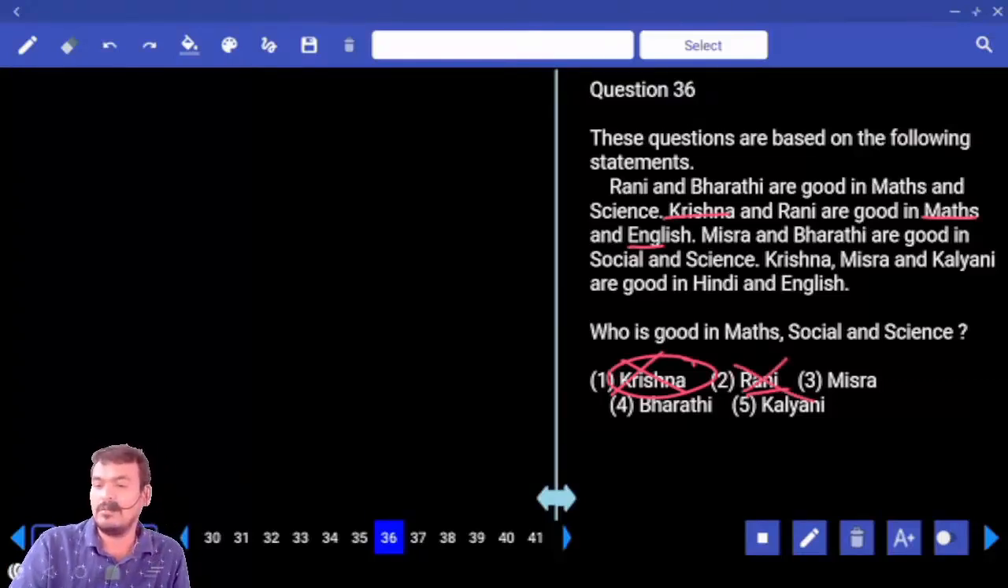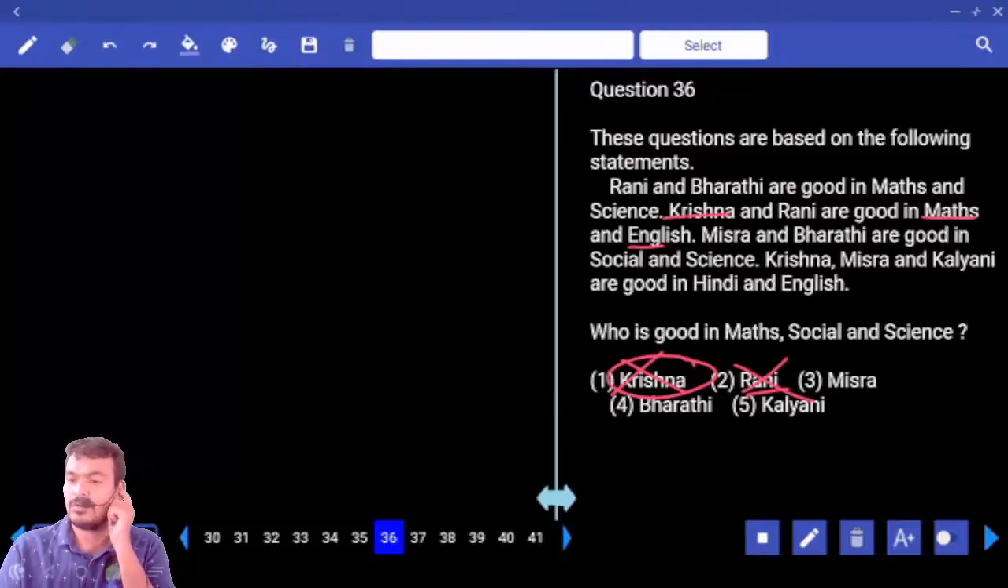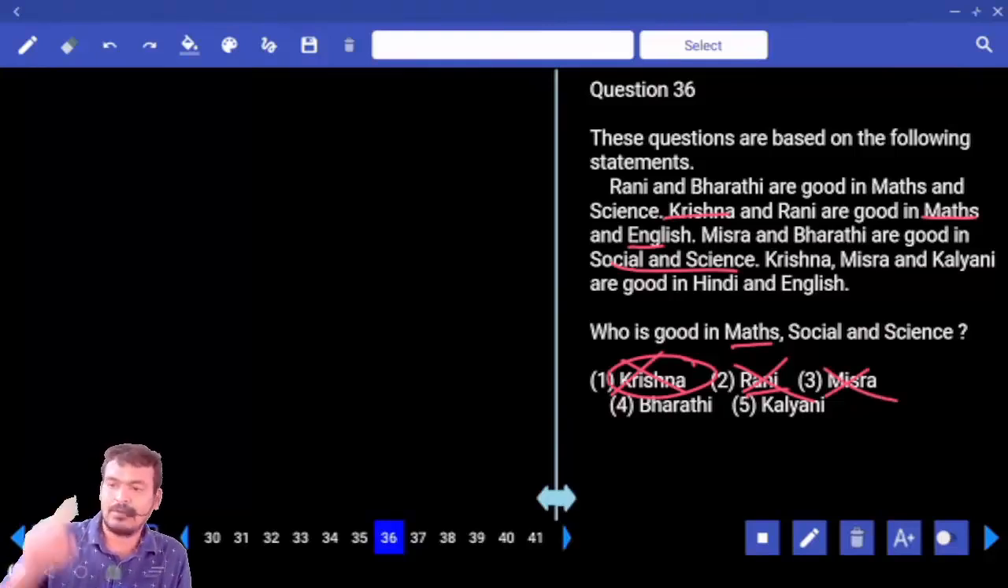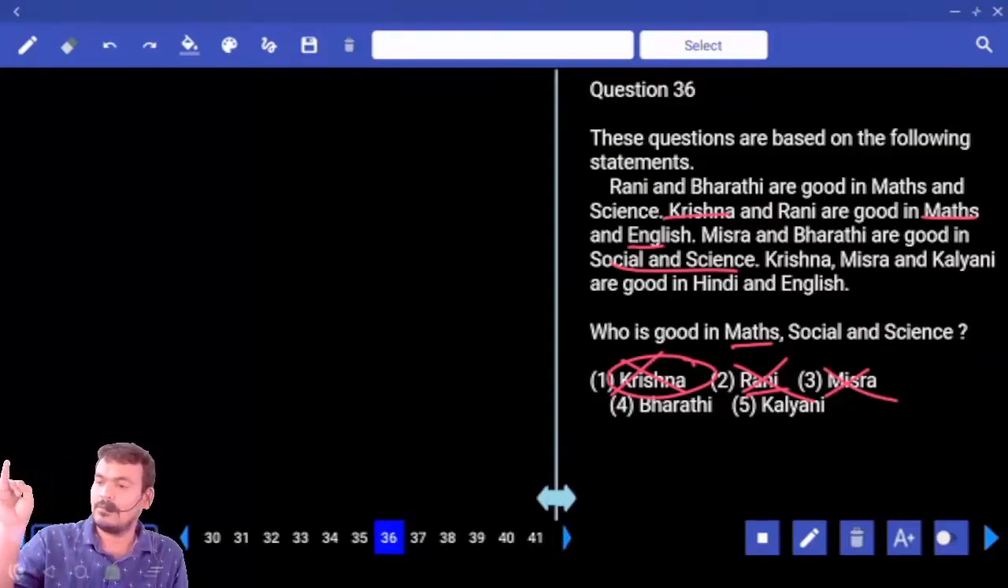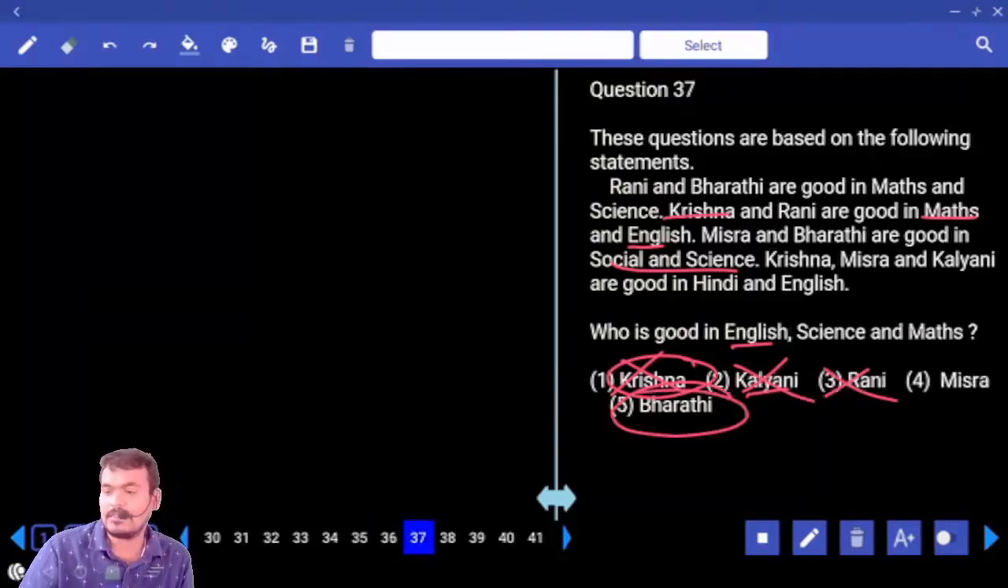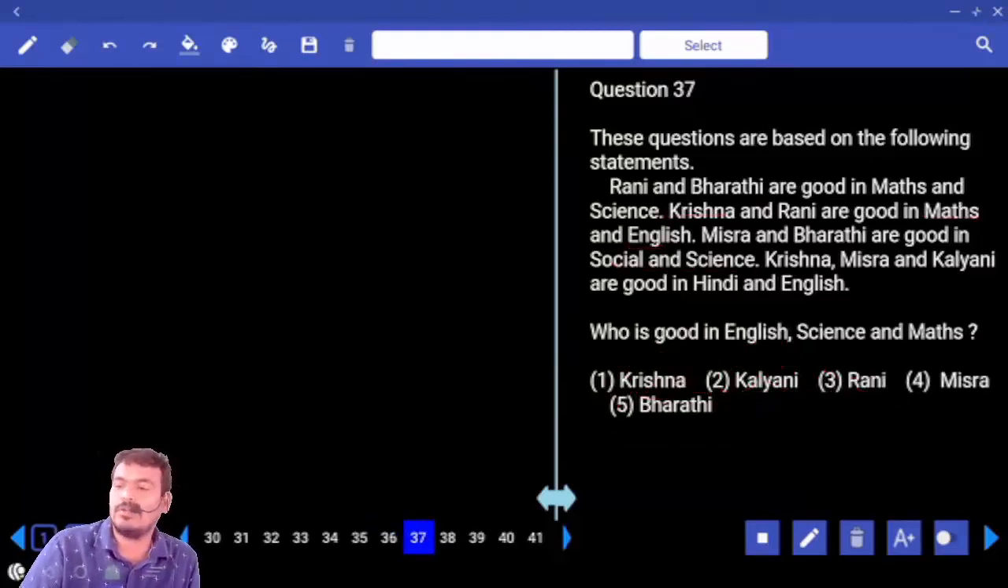What is the third one? Misra. Misra is good in maths, social, science. But again, which one do we require? Maths value or not? Means Misra is also eliminated. What is the fourth one? Bharati. Bharati is good in maths, science and social or not? Means which person? Bharati. Three subjects, only one person. Next, 37. Who is good in English, science and maths?